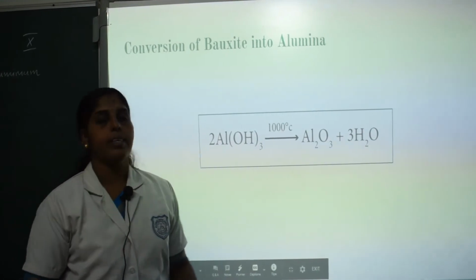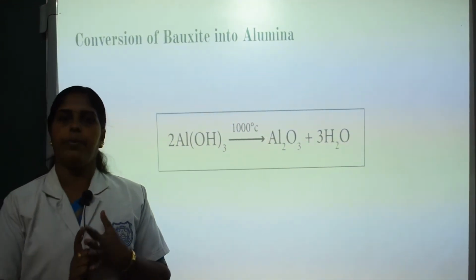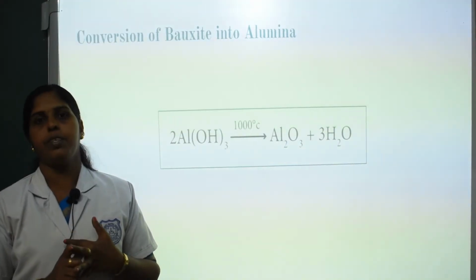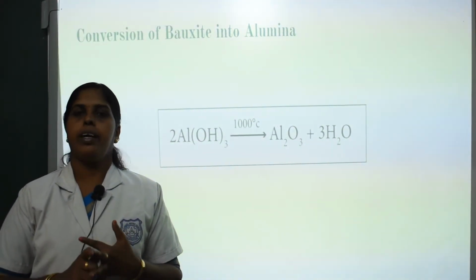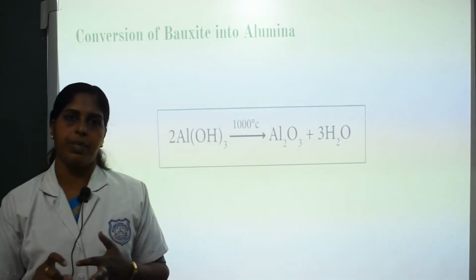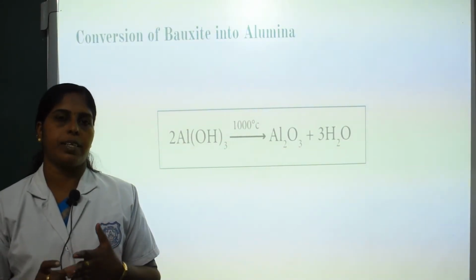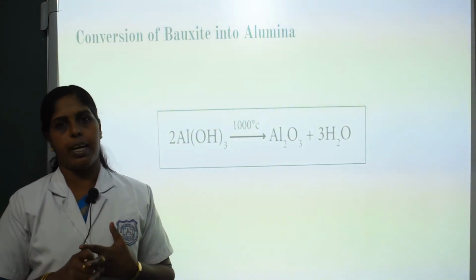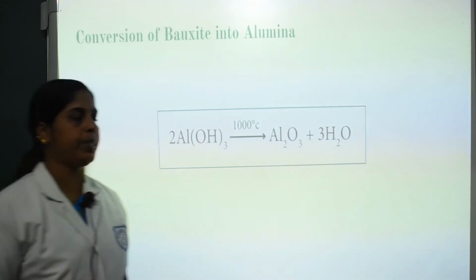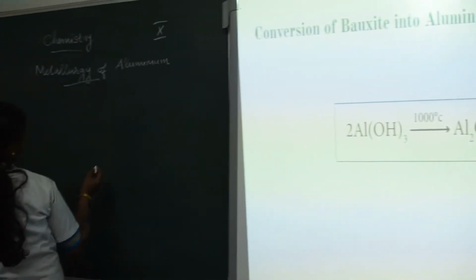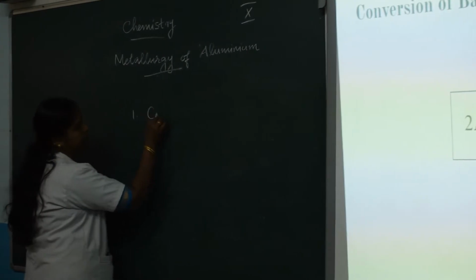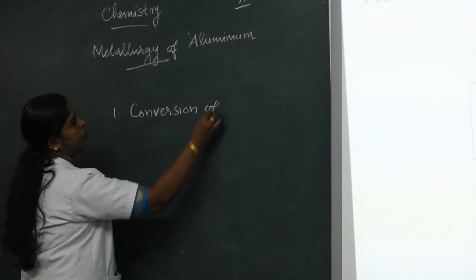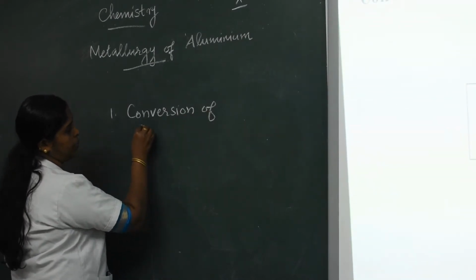In this process, the ore is finely powdered and treated with caustic soda. Caustic soda means sodium hydroxide, at a temperature of 150 degrees Celsius under pressure. The bauxite ore is converted into alumina, formula Al2O3. The first step is conversion of bauxite into alumina.